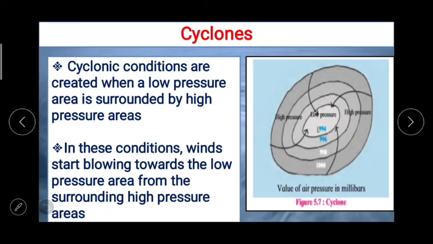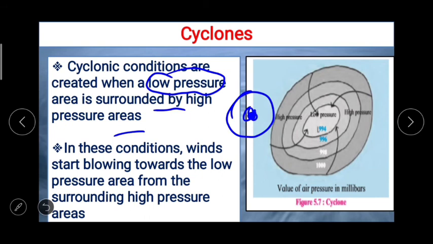Cyclonic conditions are created when a low pressure area is surrounded by high pressure areas. Again I am repeating, cyclonic conditions are created when a low pressure area is surrounded by high pressure area. For example, this one point is of low pressure area, and if high pressure has surrounded it, there is high pressure around it, then a cyclone is created.